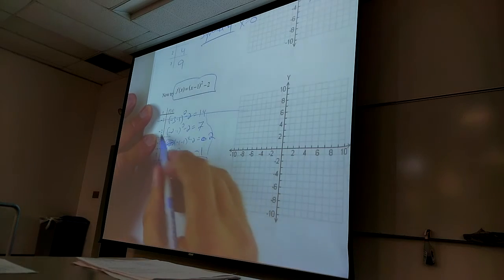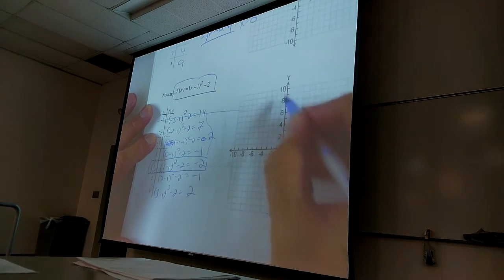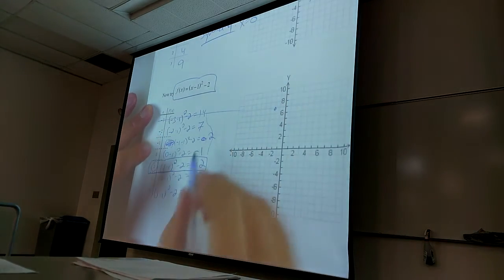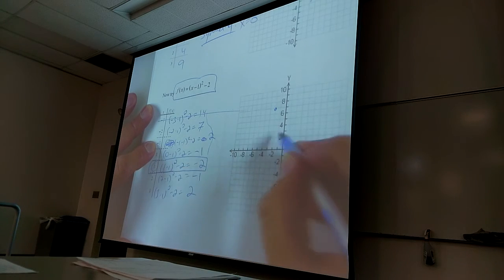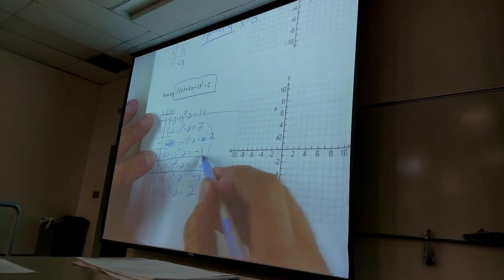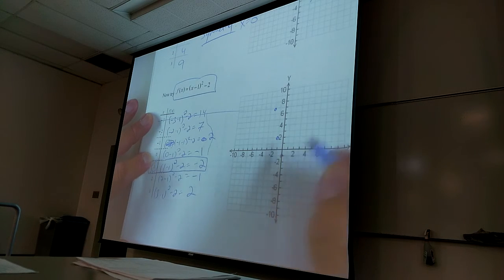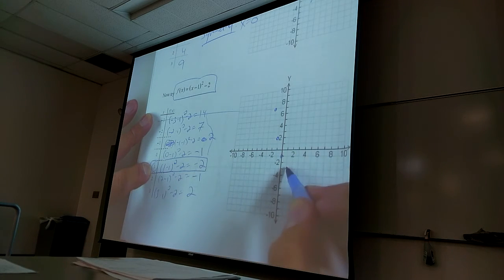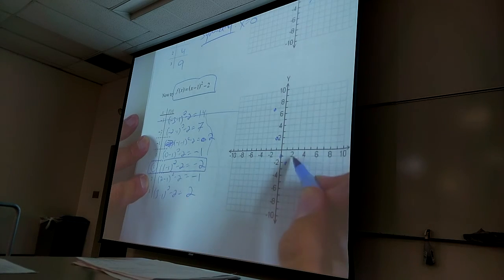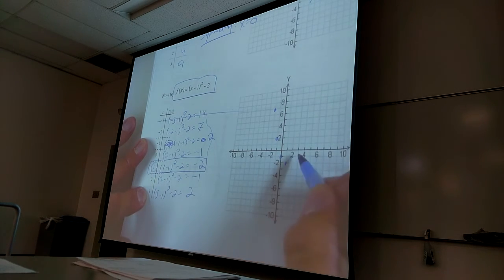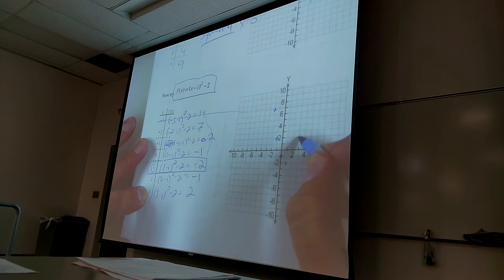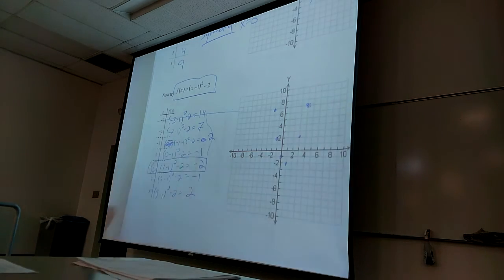So let's see. I get a point negative 2, 7. Negative 1, 2. 0, negative 1. 1, negative 2. 2, negative 1. 3, 2. There you go. We didn't do it, but I'll bet you anything that 4 goes where? Yeah, 4 has got to go to 7 because of the mirror image. That axis of symmetry. It's really nice.